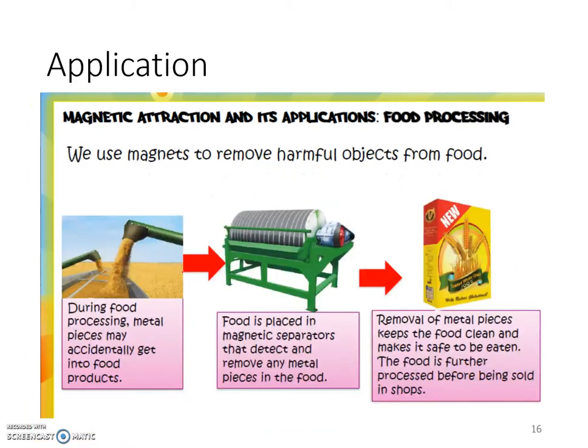Now, we also use magnets to remove harmful objects from food. Now, when we process things like grain or rice, okay, sometimes the metals from the machine itself gets into the cereal. So they use magnetic separators to remove any metal pieces, or rather any magnetic pieces in the food. Otherwise, you'll be eating lots of metal pieces. So this is all for magnetic attraction. We will move on in the next video to the other 2 methods of physical separation.